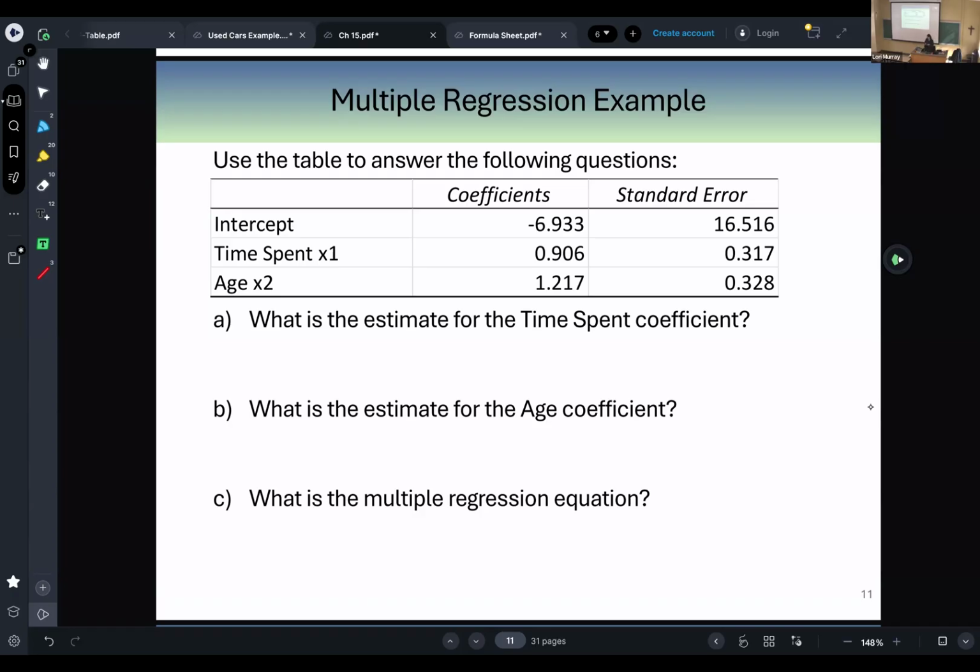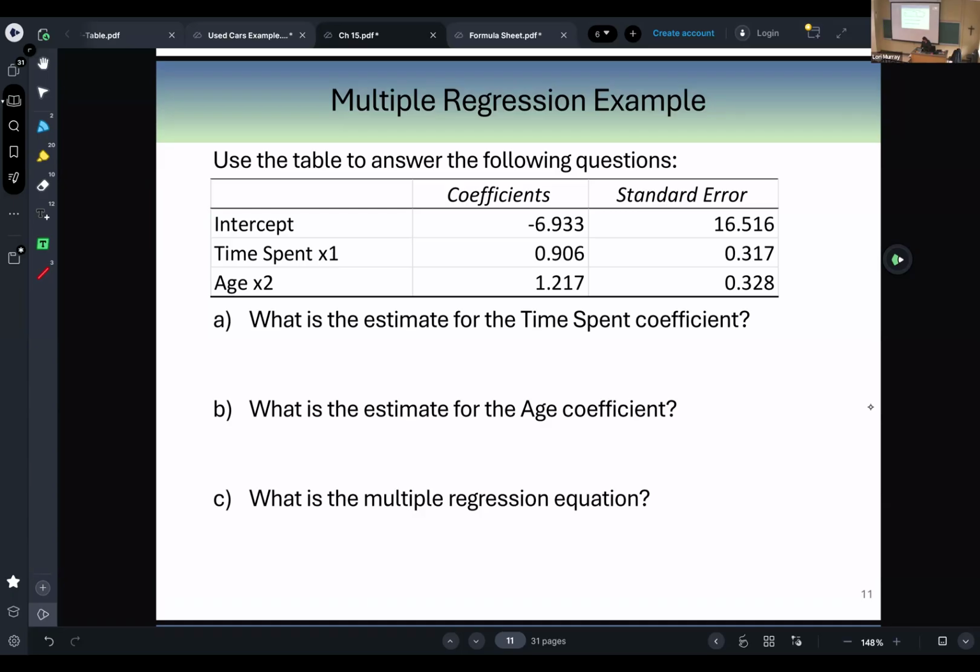We have coefficients for the intercept. It's negative 6.933. And it corresponds to the standard error. So the standard error is literally the entire denominator of the test statistic for the intercept. Same with time spent and age. Time spent we called x1. I'm glad I called it x1 on the previous slide, so we're consistent. And age is x2.